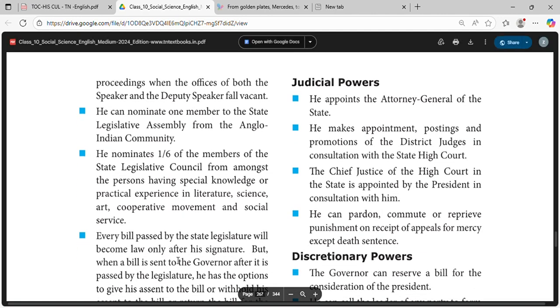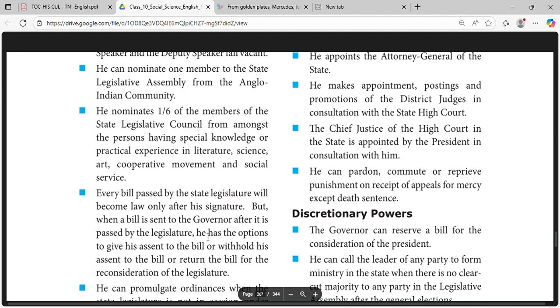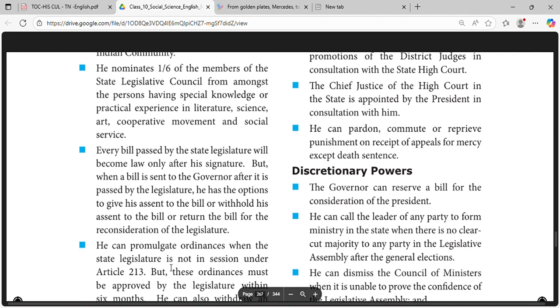Every bill passed by the state legislature becomes law only after the signature of the governor. When a bill is sent to the governor after it is passed by the legislature, he has the options to assent to the bill, withhold the assent to the bill, or return the bill for the reconsideration of the legislature.